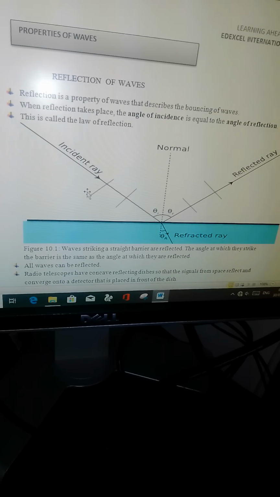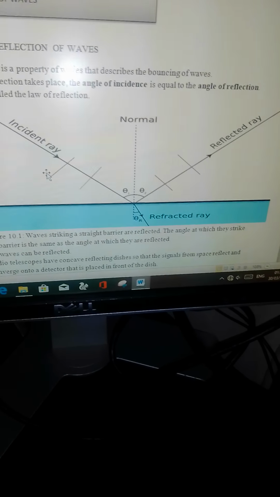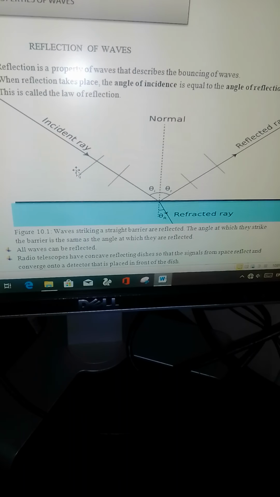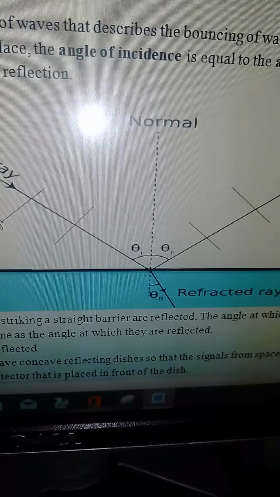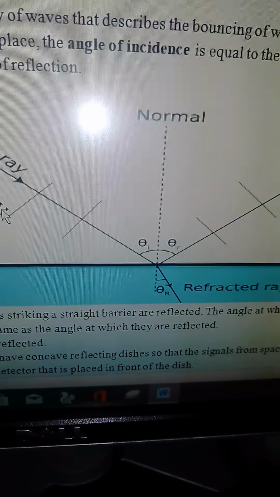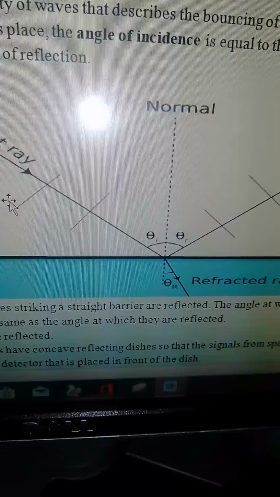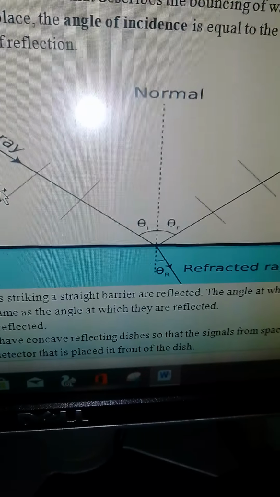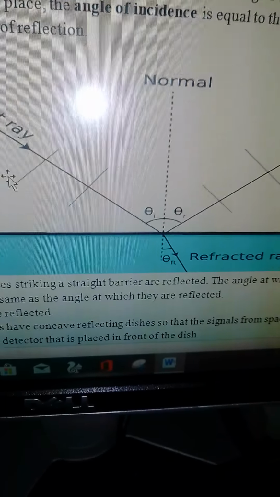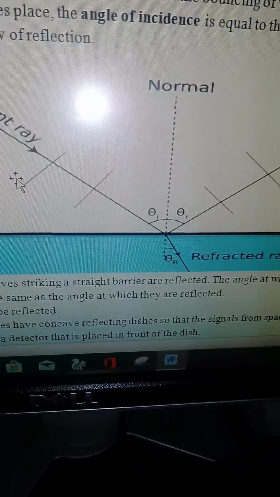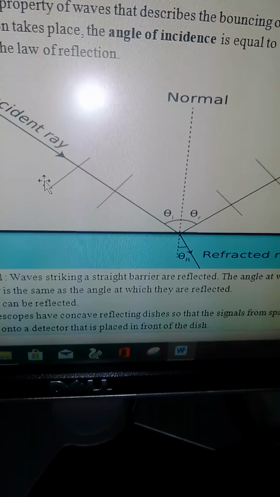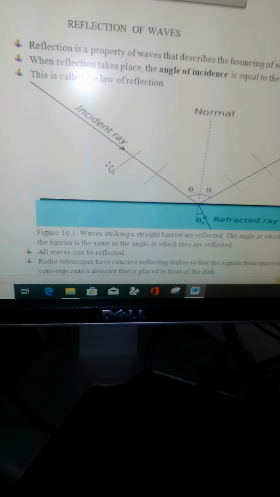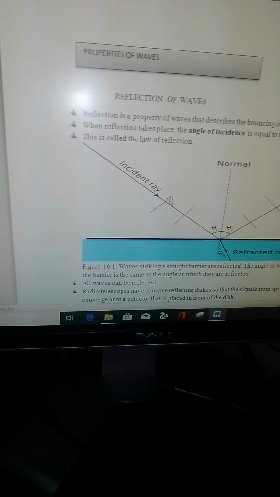At the point of incidence, we have the incident ray, the normal and the reflected ray. It is important to note that in reflection, theta I represents the angle of incidence and theta R represents the angle of reflection. Theta I is equal to theta R. They are equal. For example, if I is 30, R is also 30. It's important to know that reflection is a property of waves.